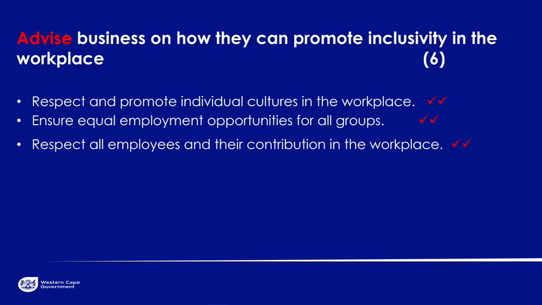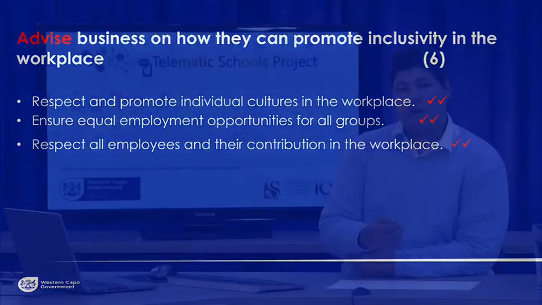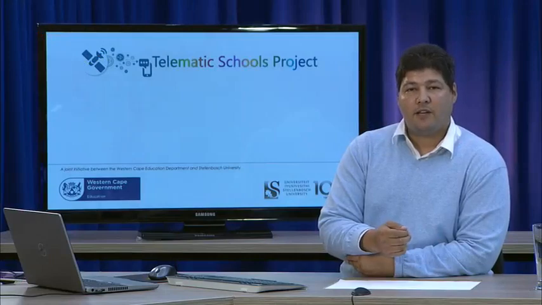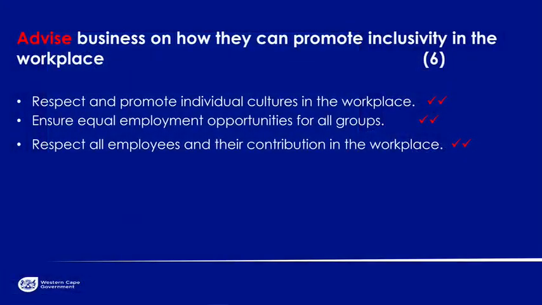It says advise the business on how they can promote inclusivity in the workplace. 6 marks. So here you're given an advice or recommendation, and these are always going to be 2 marks at the end of the statement. So you only have to give 1 statement, 1 piece of advice to get the 2 marks. And if you look at the mark allocation, it says 6 marks. So if you divide that by 2, because it's 2 marks per statement, you need to have 3 correct statements, or 3 correct pieces of advice, or 3 recommendations in this case. And you can see there 3 statements have been made and the mark is allocated at the end.